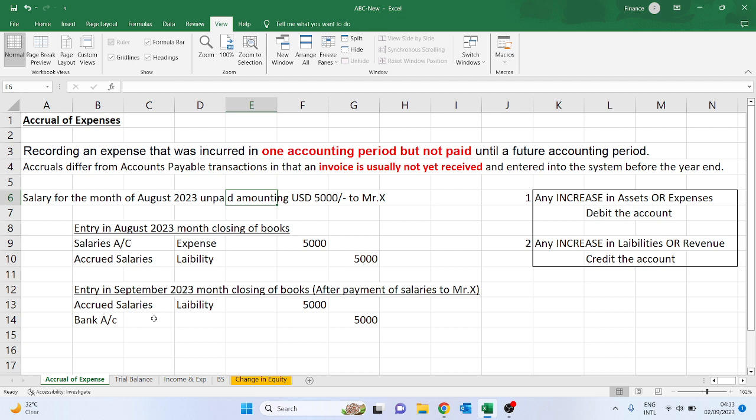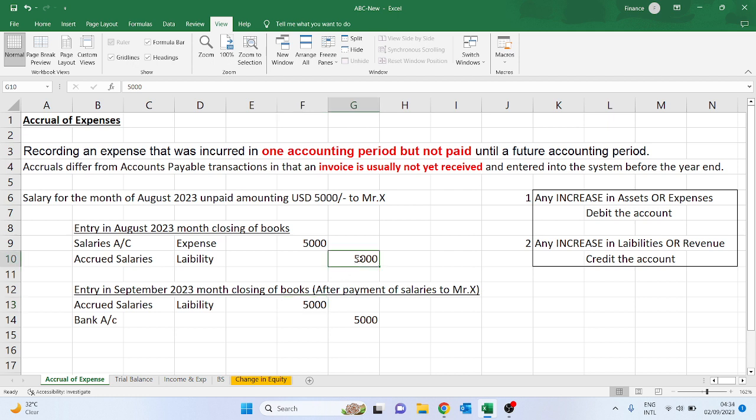So during payment we need to record the payment entry. So how will it be? Here we have already shown in the balance sheet a liability of 5,000. So this liability will be reversed in September. You need to check the date. This is in August and this is in September. So while paying the salary of Mr. X, we need to debit accrued salaries. Why are we debiting?